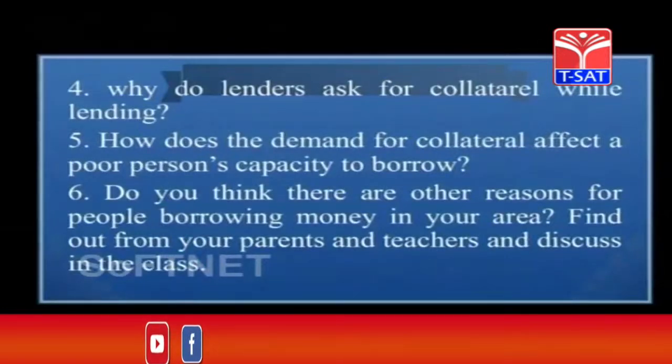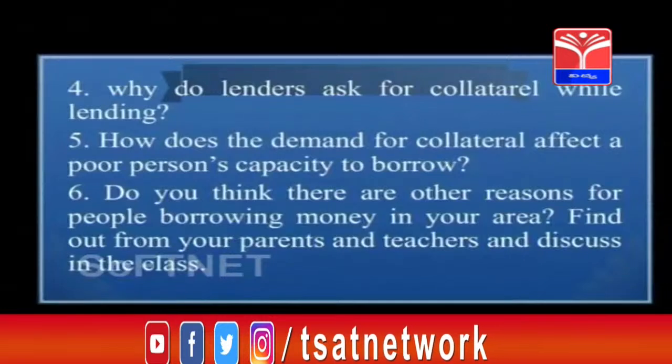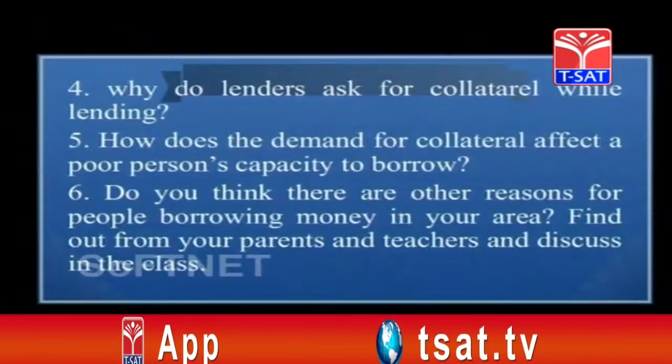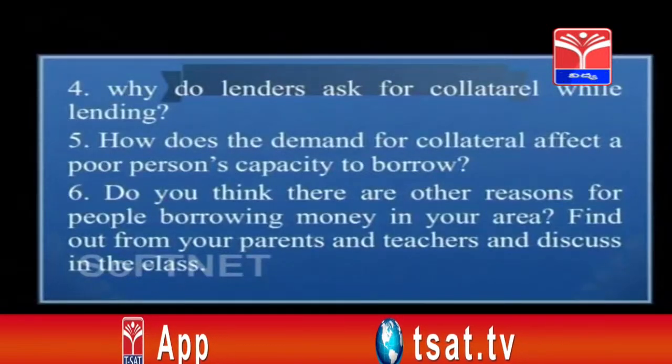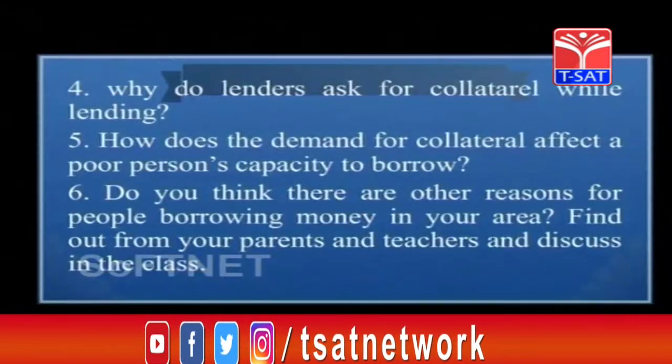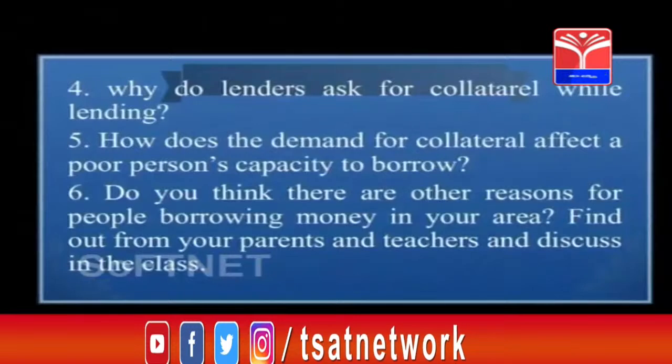Why do lenders ask for collateral while lending? How does the demand for collateral affect a poor person's capacity to borrow? Do you think there are other reasons for people borrowing money in your area? Find out from your parents and teachers and discuss in the classrooms. You can discuss these questions in your classrooms with the help of your teacher.